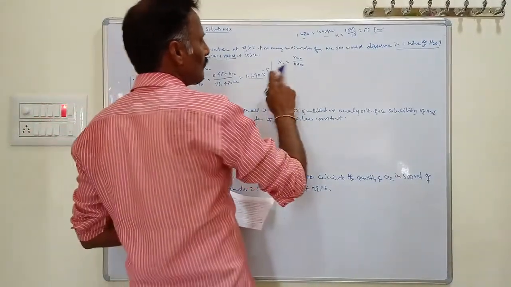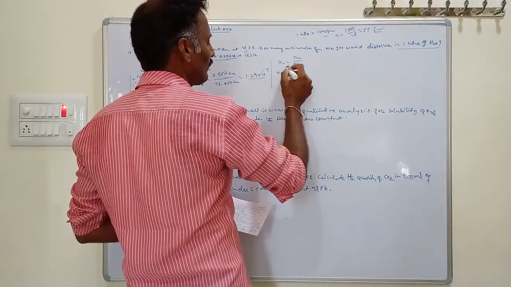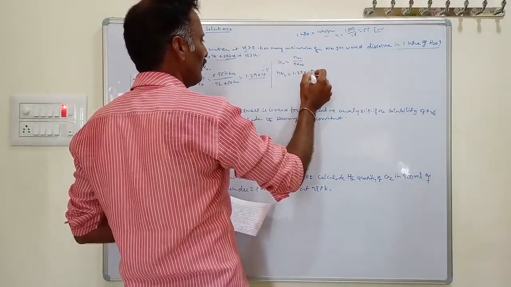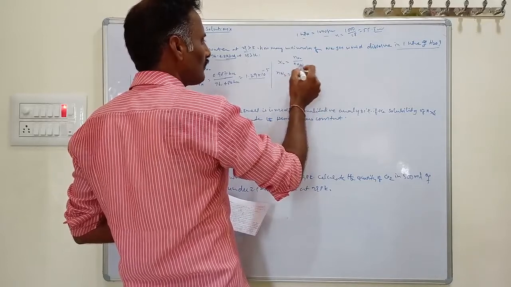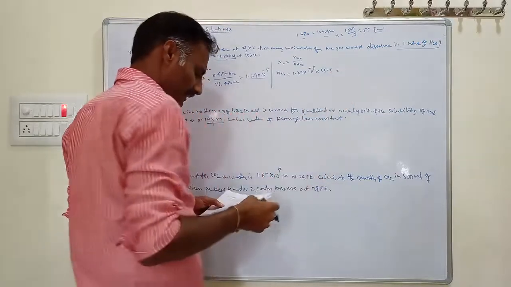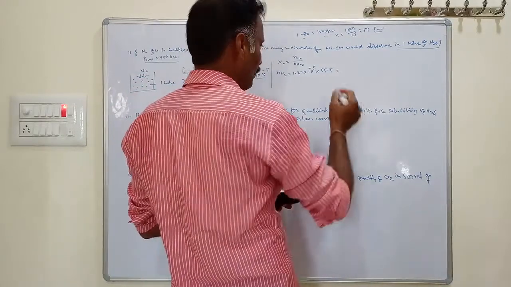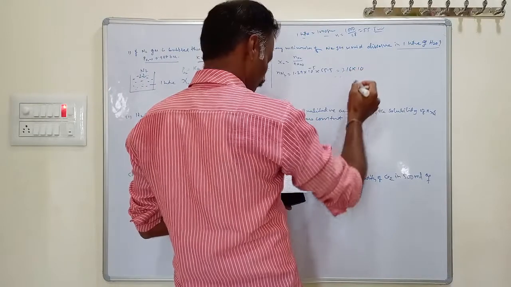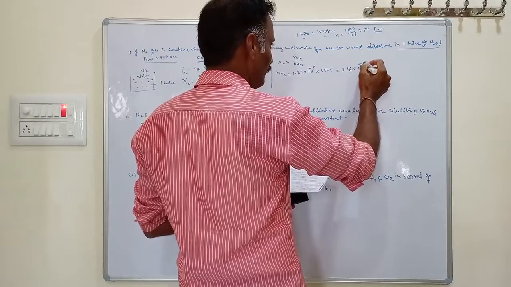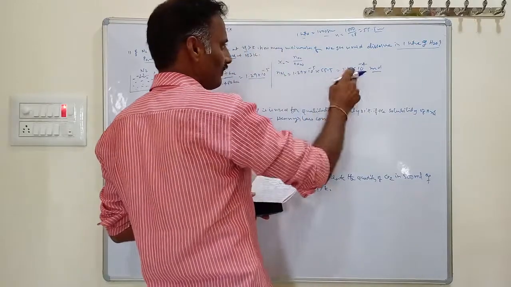By knowing the mole fraction and number of moles of water, we are calculating the number of moles of N2. Number of moles of N2 equals the mole fraction of N2, 1.29 into 10 to the power of minus 5, times the number of moles of water, 55.5. Then this value we will get is 7.16 into 10 to the power of minus 4 moles. That is the number of moles of N2.